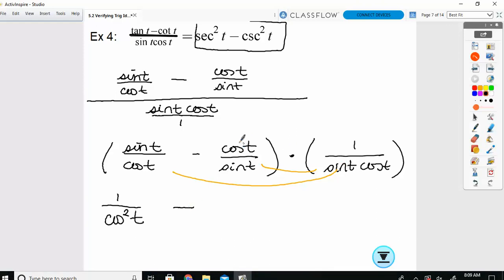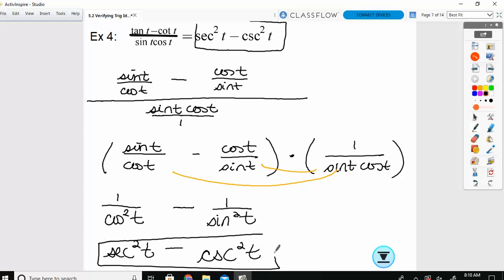So on this one, what's going to cancel? The cosines, and you have 1 over sine t times sine t, which is sine squared t. Look at our goal. I'm not trying to get a common denominator here. I want these two separate things. What is 1 over cosine? What's the reciprocal of cosine? So that's secant squared t minus the reciprocal of sine, cosecant squared. And that's what we want. So we're done.